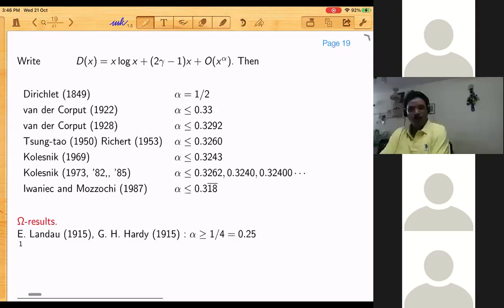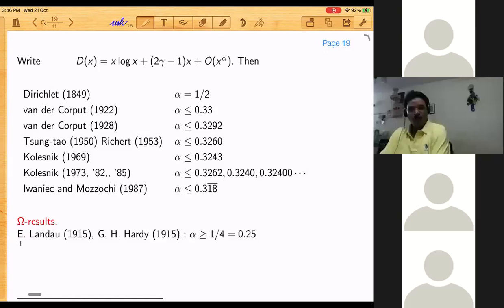And then the next improvement comes in the third decimal place by Kolesnik, 1969. He again improved his own result. And then finally, Ivaniak and Mojoki, 0.318. You will see the similarity with the circle problem, because both the problems essentially reduce to estimating the same exponential sum. Therefore, they give the same result.